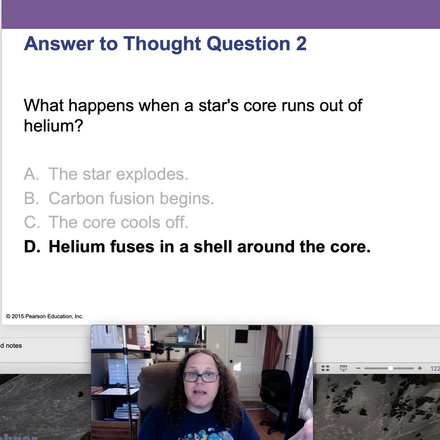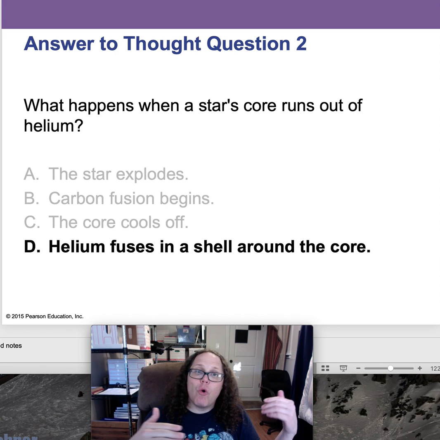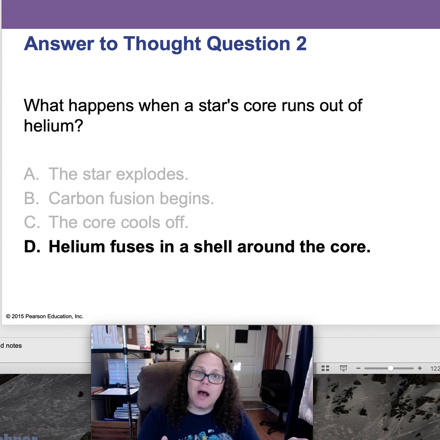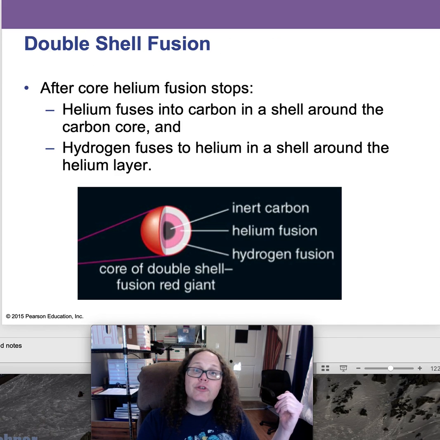It's essentially the same thing that happens when the core ran out of hydrogen. The core shrinks and heats up, and fusion continues in a shell around the core. Only this time, there are two shells. The core itself has no fusion. It's just compressing and heating up.